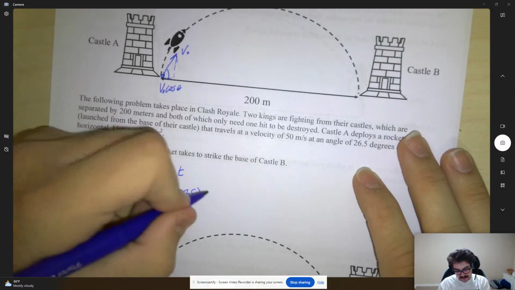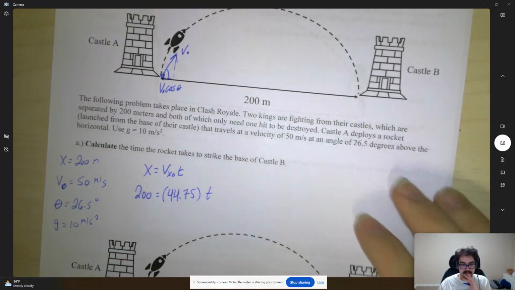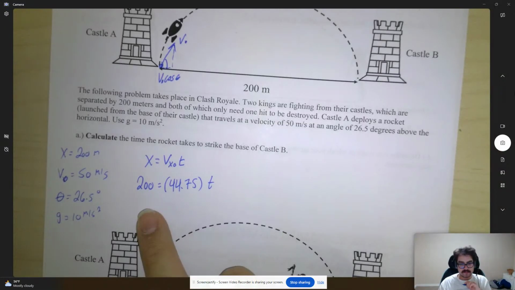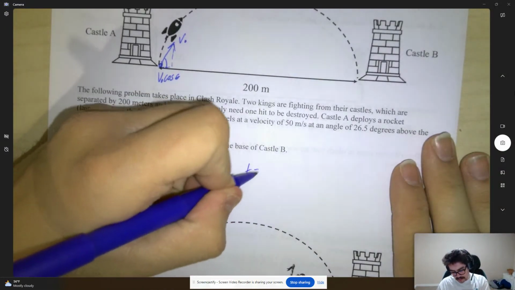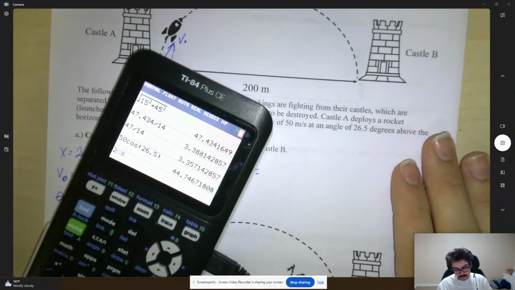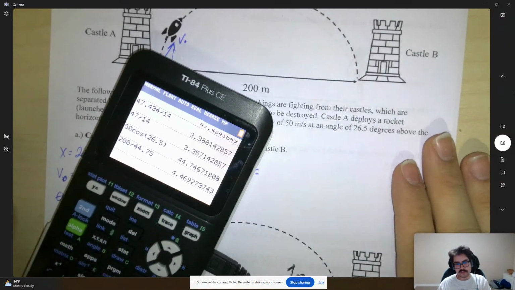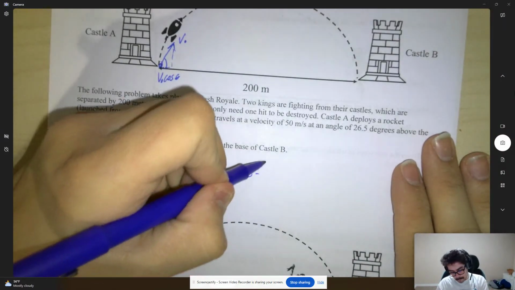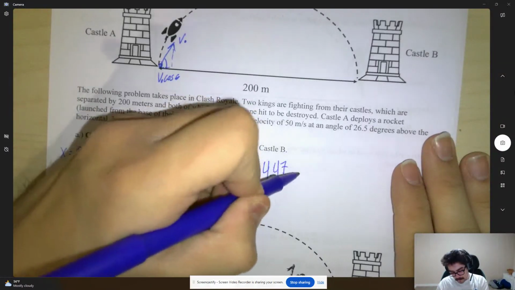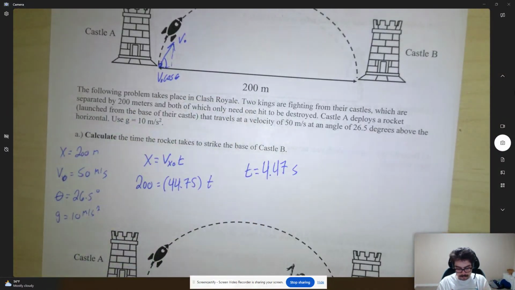And then the time is what I'm trying to solve here. Okay. If I divide on both sides, I should find that t is going to be equal to 200 over 44.75. Should be about 4.46. Okay, 4.47 seconds. Okay.